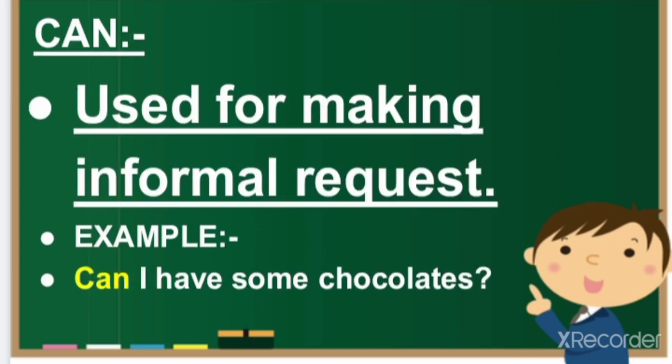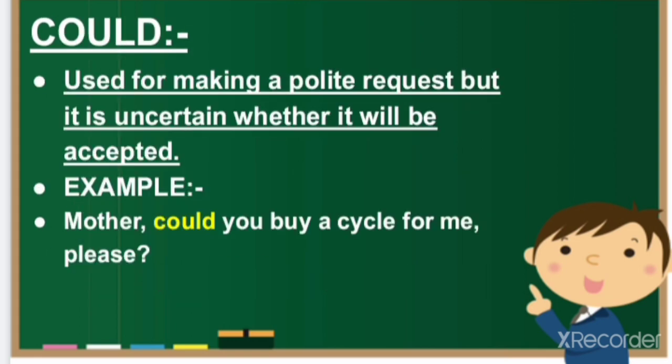Now, can. It is used for making informal request. Example, can I have some chocolates? Now, could. It is used for making a polite request, but it is uncertain whether it will be accepted. Now, for example, mother, could you buy a cycle for me, please?